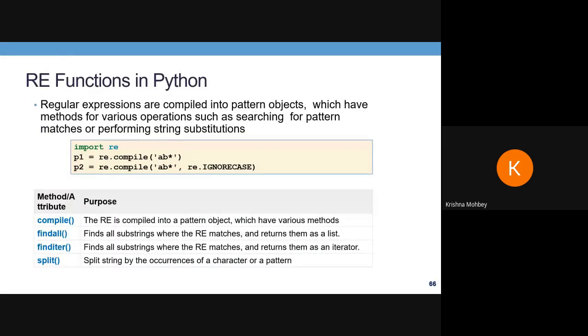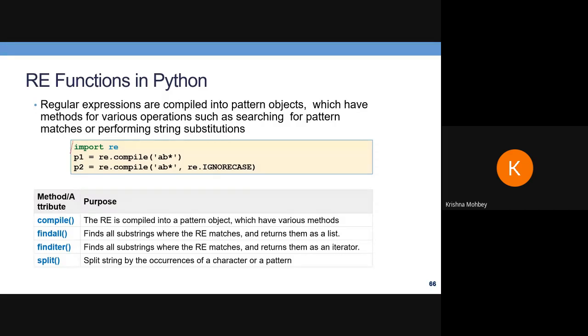As we have seen, there are multiple functions available for regular expressions in Python. So how can we use it? The module name is re. The regular expressions are compiled into pattern objects, while methods exist for various operations such as searching for the pattern, performing string substitution, and so on.